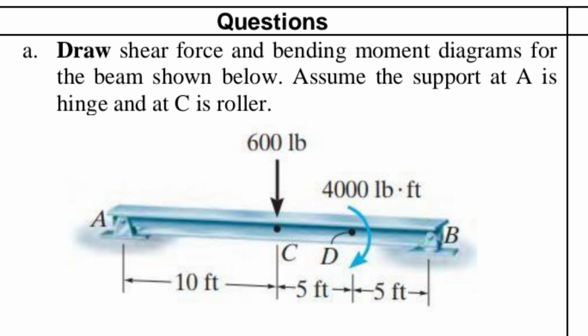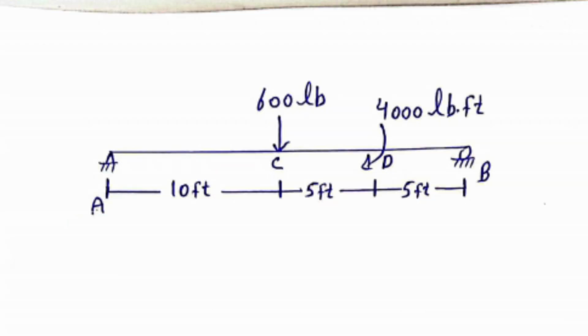We have a beam, AB, with a total span of 20 feet. It's subjected to a 600-pound downward point load at 10 feet from A and a 4,000-pound-foot counterclockwise couple moment 5 feet from B. Our first step is always the free body diagram and finding the reactions.